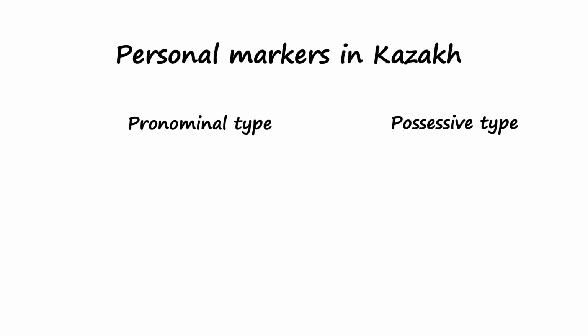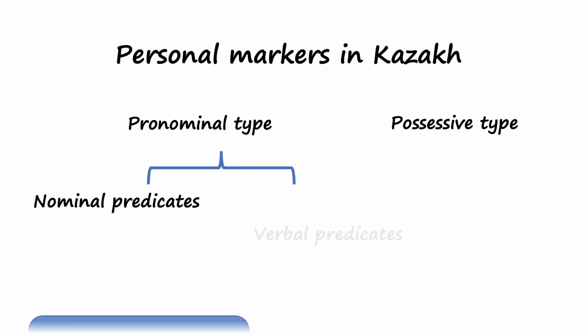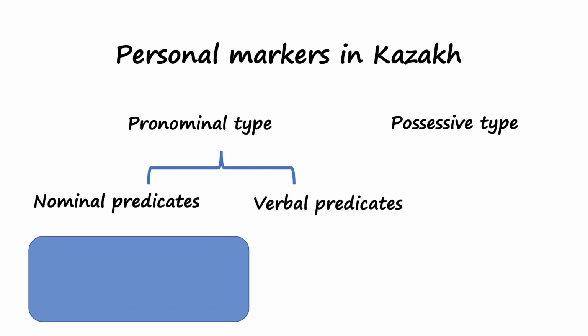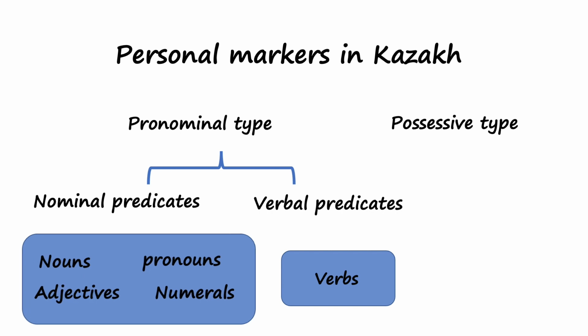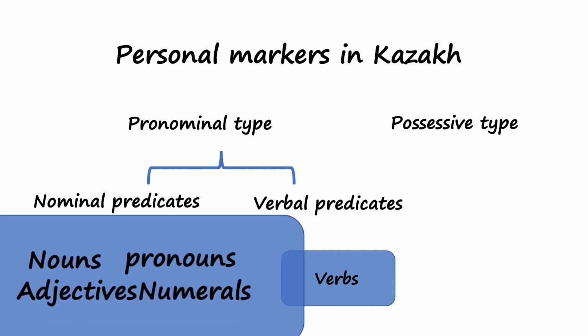The pronominal type of personal endings can be attached to both nominal and verbal predicates, such as nouns, pronouns, adjectives, numerals, and verbs to mark the person and the number of the first actant or subject. Today's video focuses on the usage of personal endings in nominal predicates, i.e., after nouns, adjectives, pronouns, and numerals. The personal endings of the verbal predicate will be explained when we learn the tense markers.